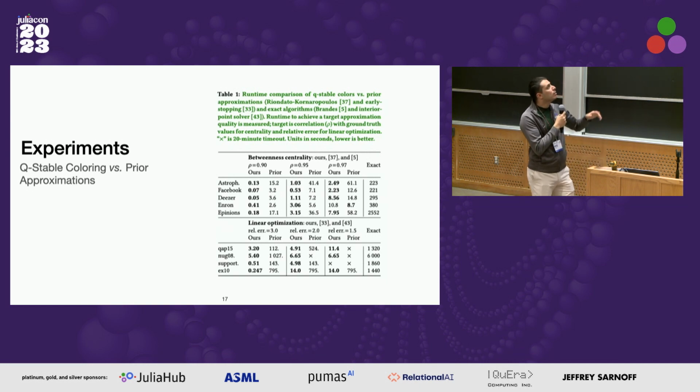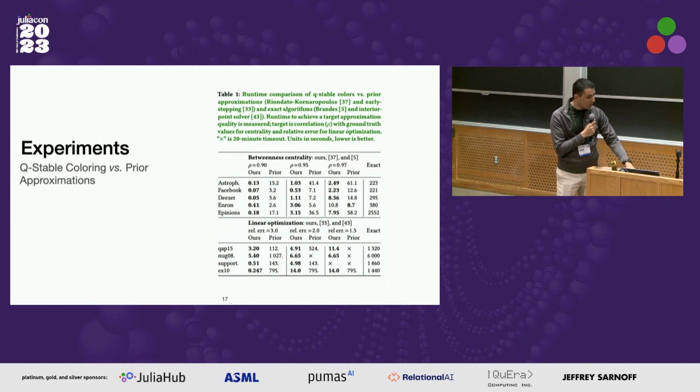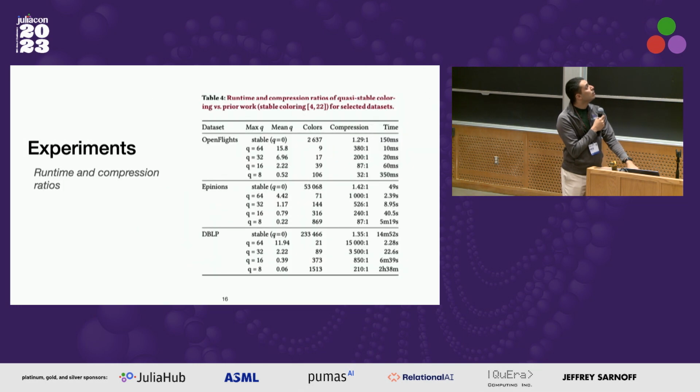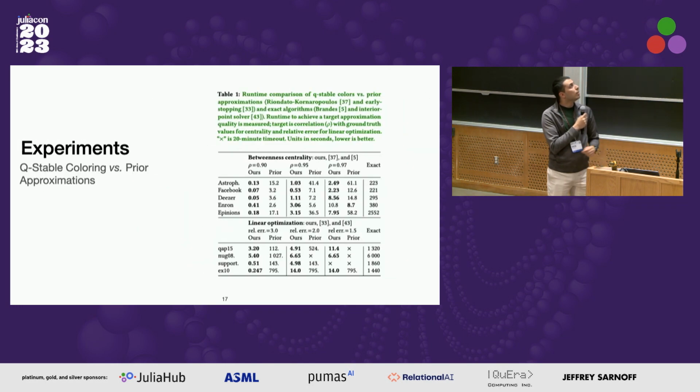And what you can see is, on these data sets like astrophysics that have, if I'm not mistaken, on the order of 10,000 to 100,000 nodes, we can get you an answer that's 90% correlated in 100 milliseconds. Whereas to get any answer with the exact method, you'd have to wait 200 seconds. And even with the other approximate methods, you're never waiting less than a few seconds, right?